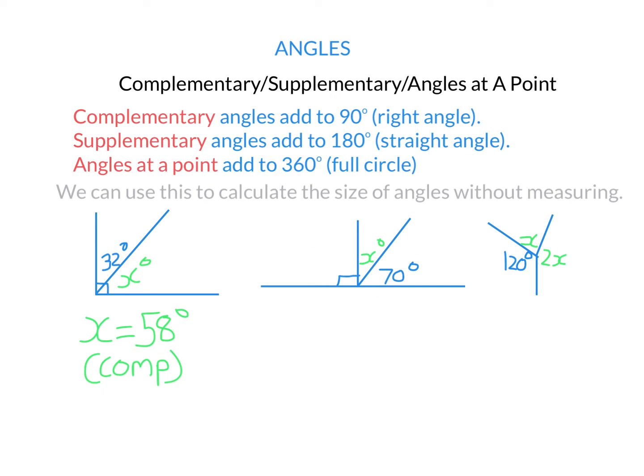So let's look at these 3 angles here. They're examples of supplementary angles, angles that add to 180 degrees. 180 degrees is the angle in a straight line.